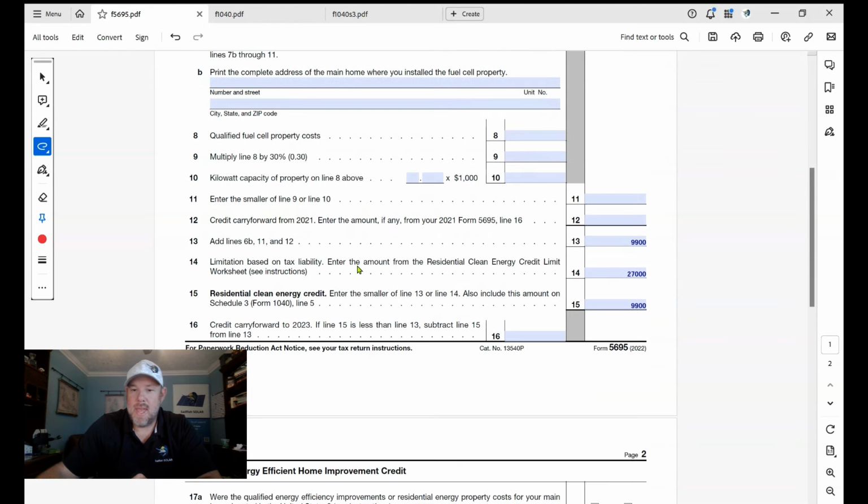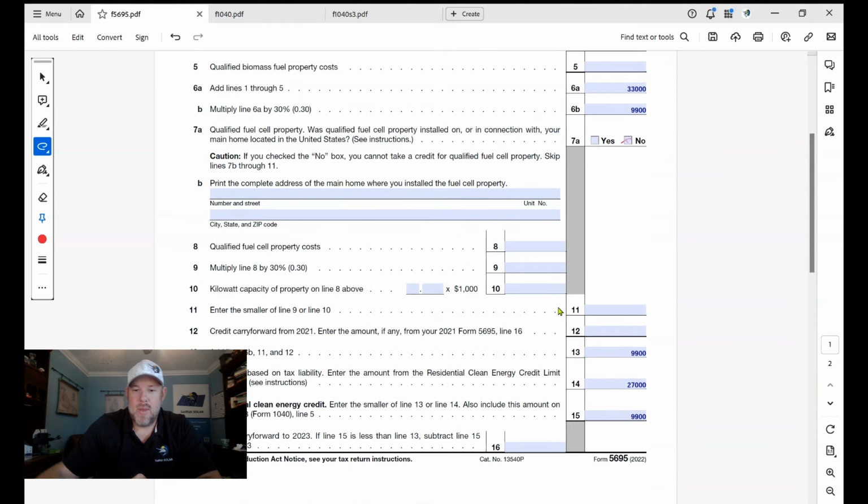We'll click no on that, and then we'll keep moving here. The next line you're going to come down to, you're going to add all these lines together, assuming you don't have fuel cells or anything like that, which we're not going to talk about in this video. And the total amount, the 9,900, comes down to line 13. All right, the next line here.